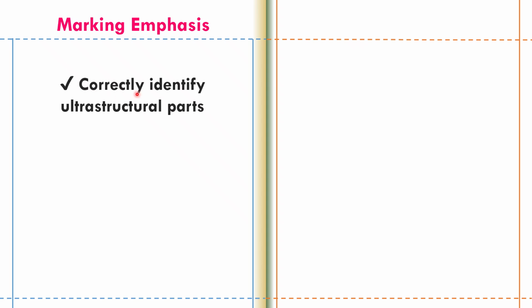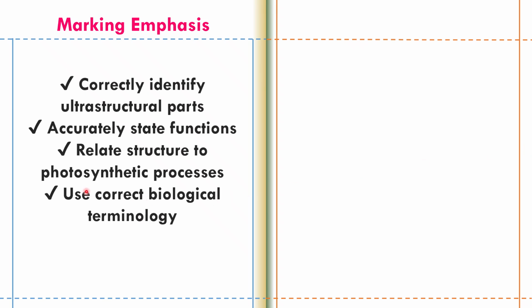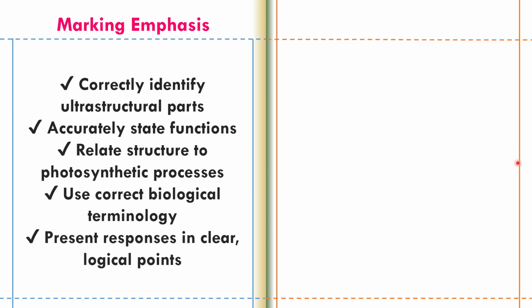Marking emphasis. Correctly identify the ultrastructure parts. Accurately state functions. Relate structure to photosynthetic processes. Use correct biological terminology and present responses in clear, logical points.